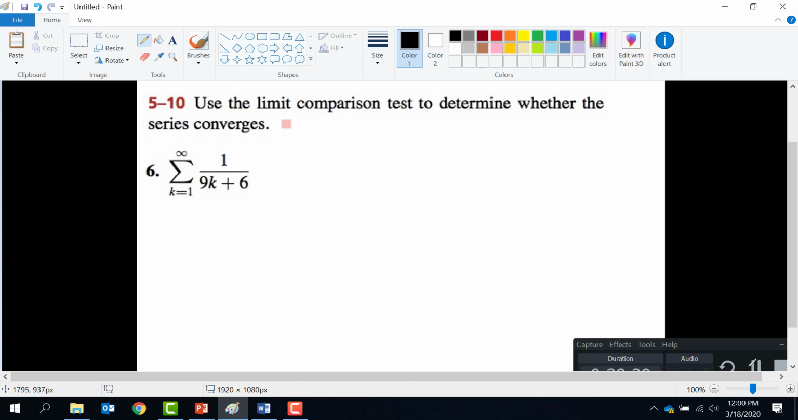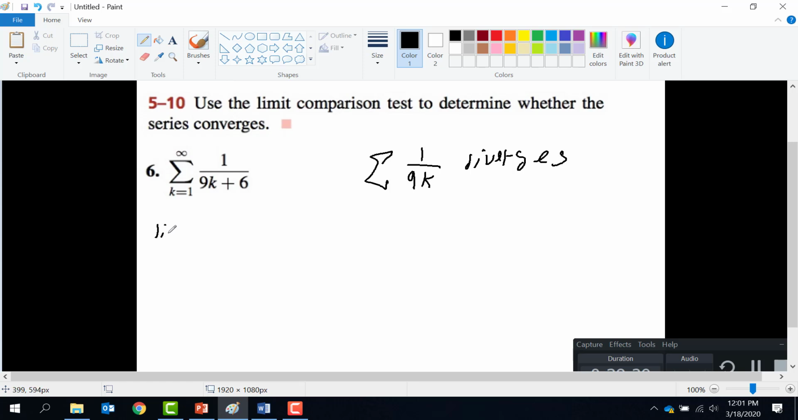Again, to use the limit comparison test, it's still a comparison test. You still have to come up with a known series to compare it to. And again, you can just ignore all but the fastest growing term in the numerator and denominator. And so then in that case, you should be comparing it to 1 over 9k. And then 1 over 9k you should recognize as a constant, 1/9, times the harmonic series, and so this diverges.